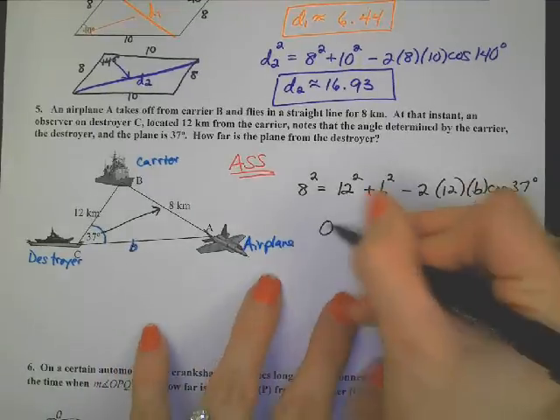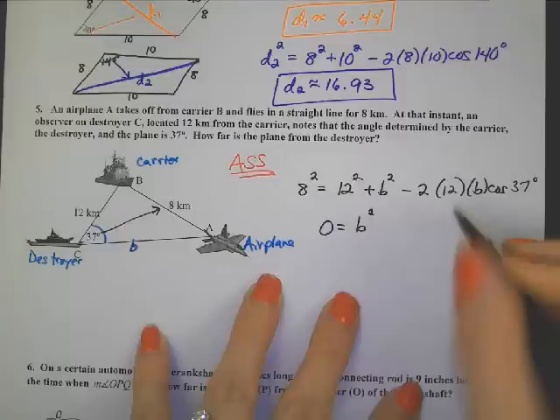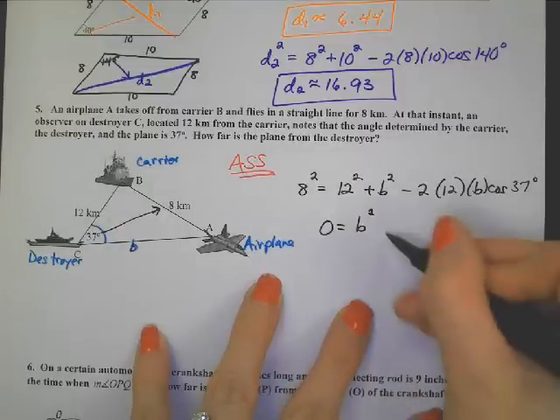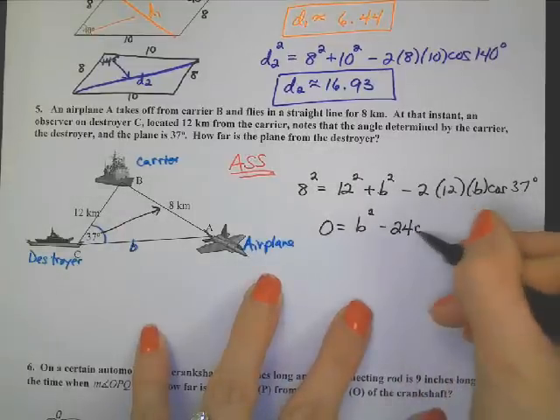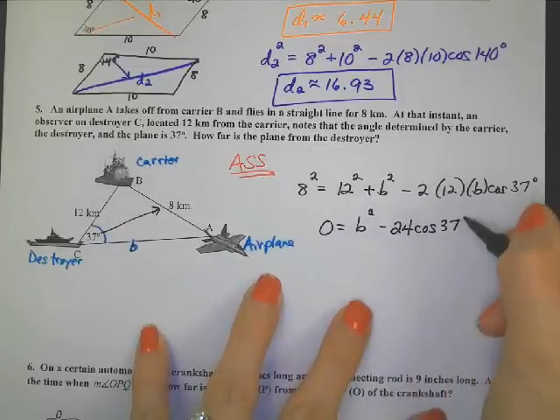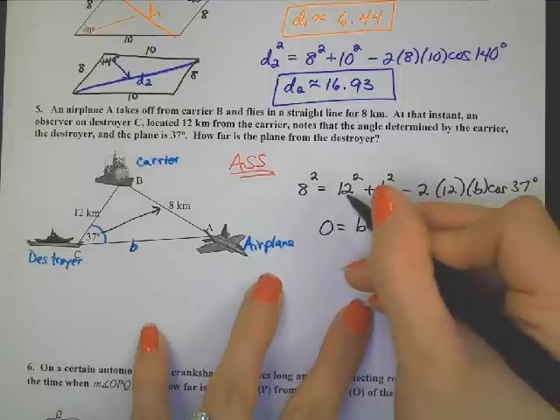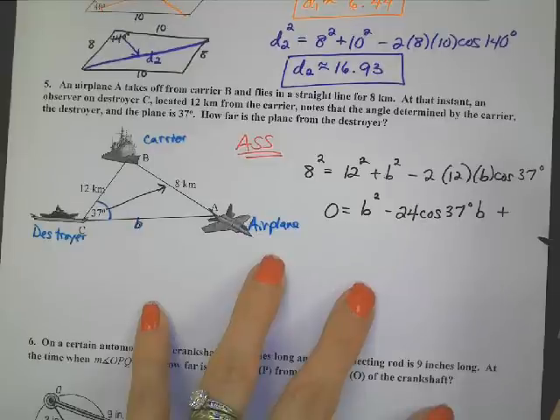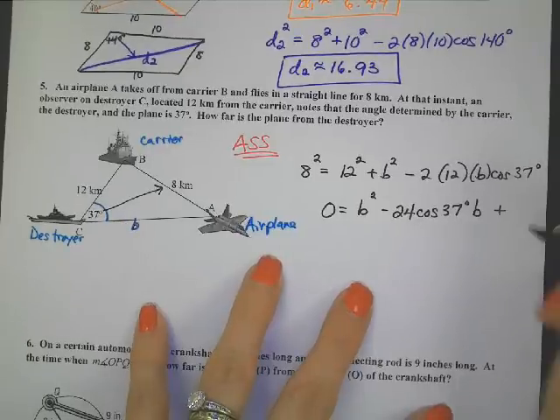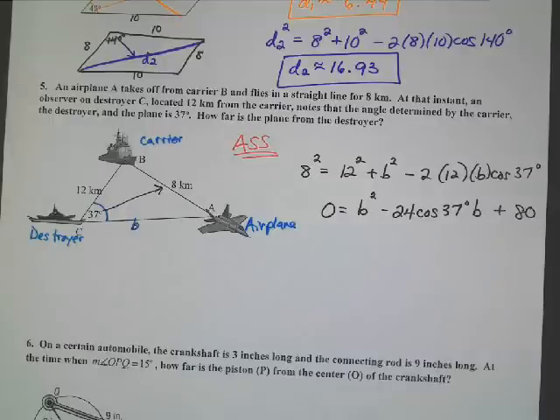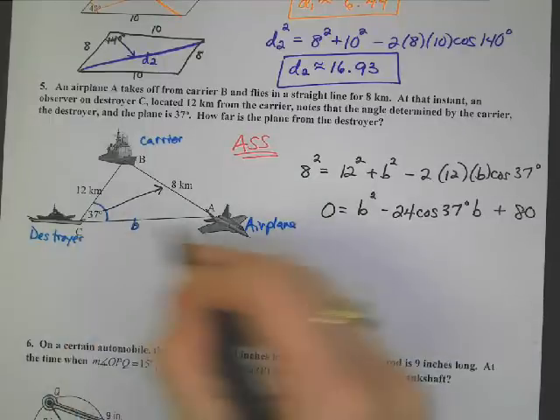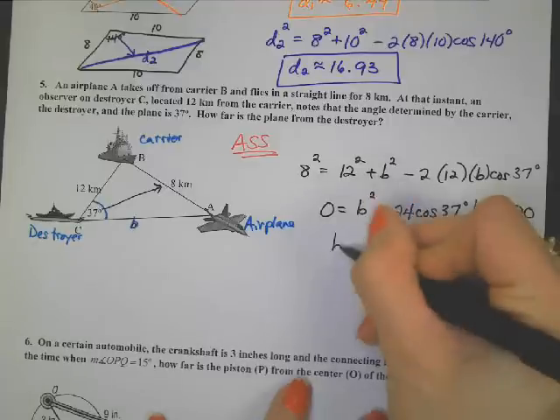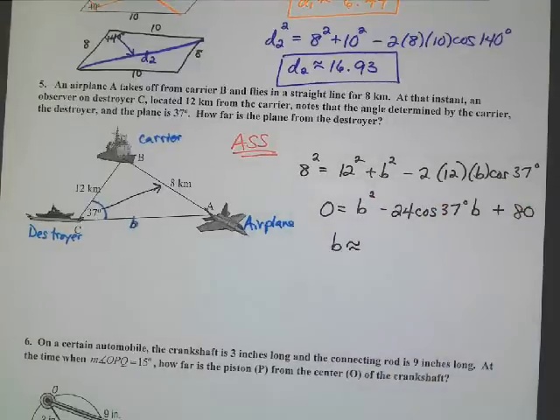Let's go ahead and get this put in descending order. B squared, that's going to be minus 24 cosine of 37 degrees b. And what's 12 squared minus 8 squared? 80. Okay, so please use your quadratic formula program to determine the length of B, how far the airplane is from the destroyer.